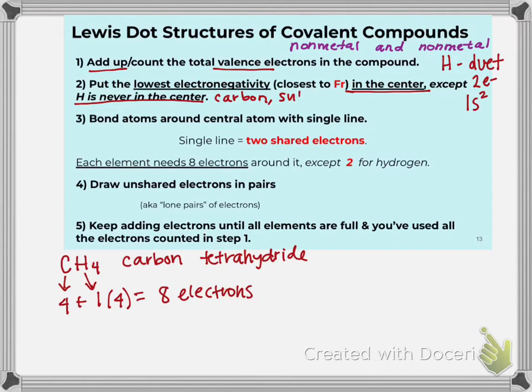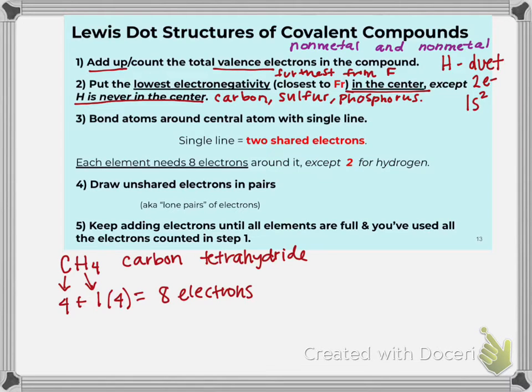Sulfur is a very good central atom. Phosphorus is a good central atom. So there's a lot of good central atoms that things can bind to, okay? But again, your central atom is the one that's going to be closest to francium and the furthest from fluorine when you're trying to determine who it is, okay?